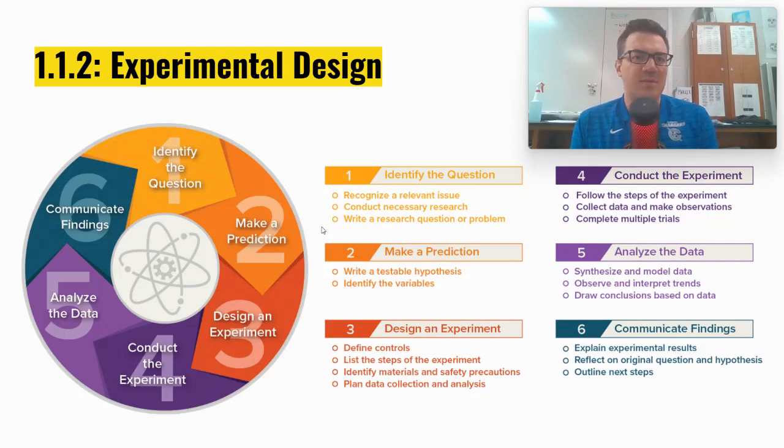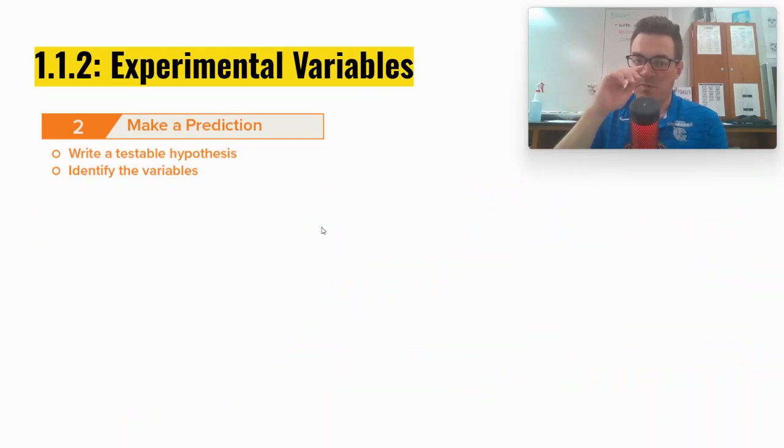So those 6 steps of experimental design from PLTW. That's what they've got for those 6 steps in order. So identifying the question, making a prediction, design an experiment, conducting an experiment, analyze the data, communicate the findings. Make sure you know those steps in order. All right, next up, experimental variables.